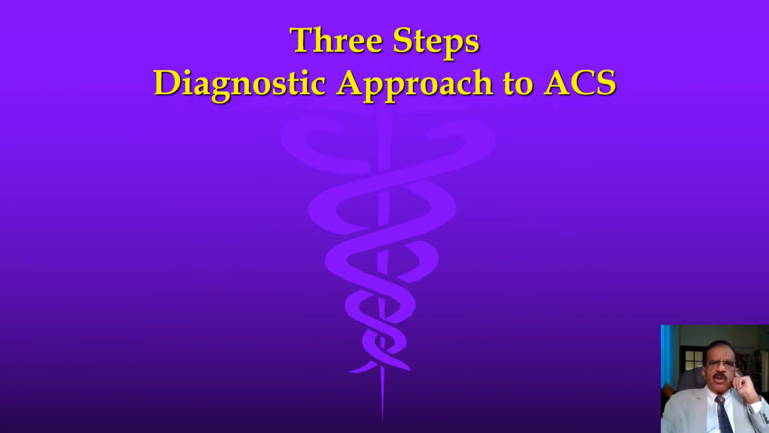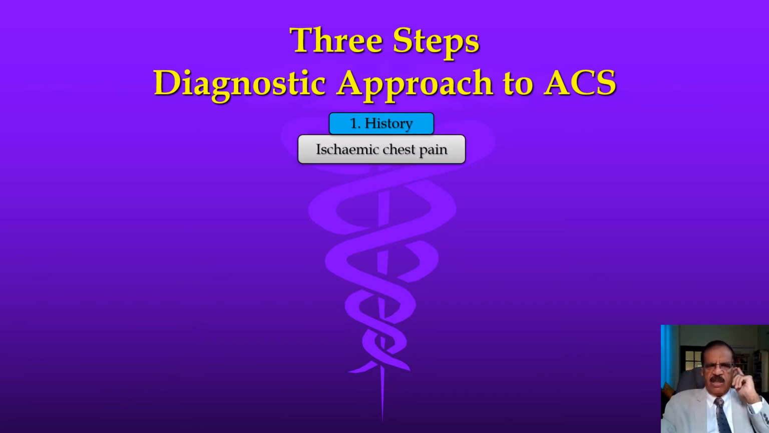Now I call it the three-step diagnostic approach to acute coronary syndrome. Whenever you are confronted with a patient with acute coronary syndrome, you apply these 3 steps, and you would reach a proper diagnosis. First of all is of course history. We have discussed it in detail.